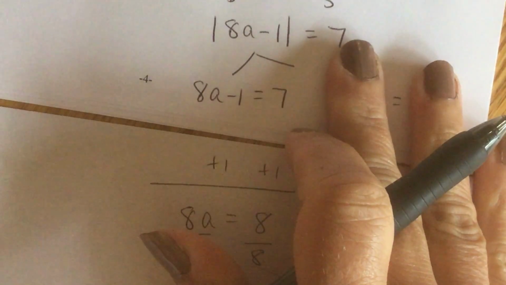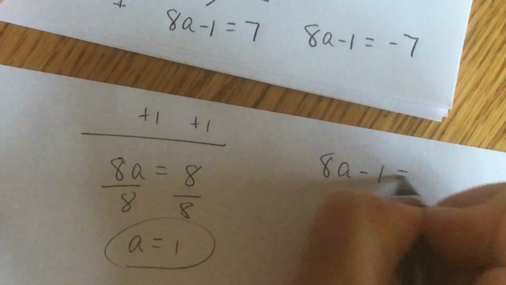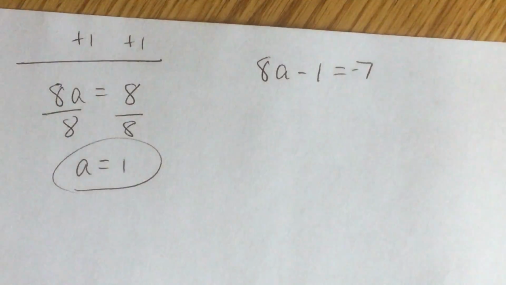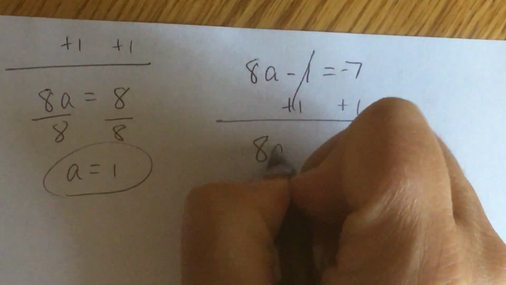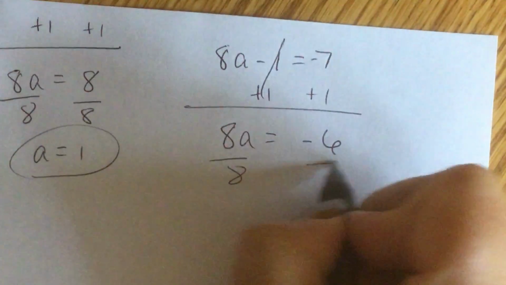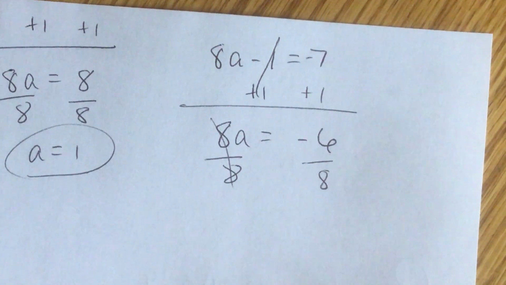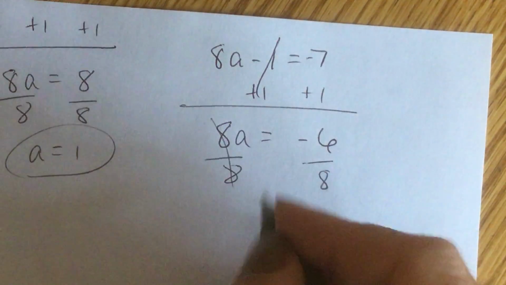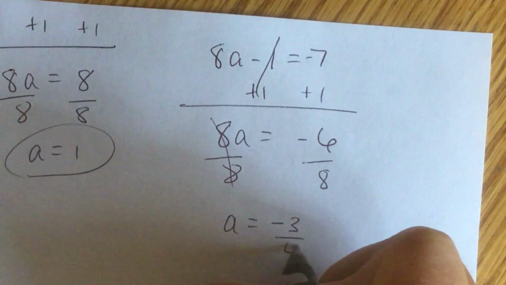No problem. But over here, I'm just going to recopy this. So it's 8a minus 1 is equal to a negative 7. Okay? So you're going to add 1 to both sides. The problem is you get a negative 6, and when you go to divide by 8, that is not an integer. And a lot of students will think, well, I've done something wrong. Nope, you're just going to have a fraction as your answer. So reduce that to lowest terms, and a is equal to negative 3/4.